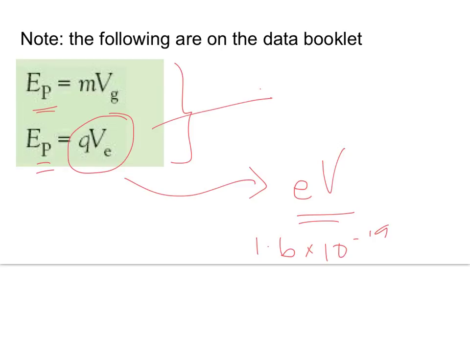So as well as having E equals kQ over r squared, bear in mind that this is also very, very likely to come up as well.